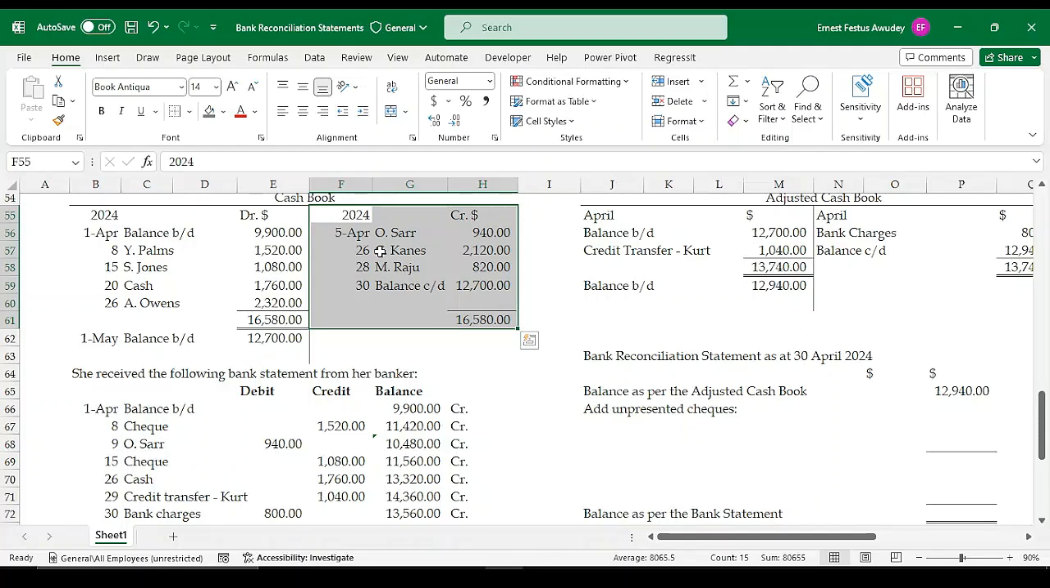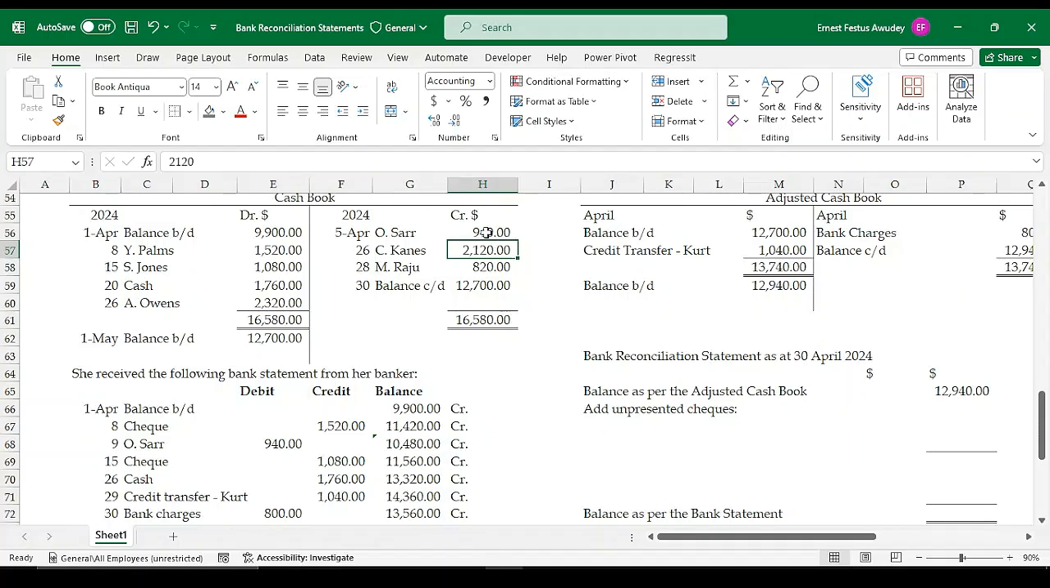All right, so we are going to compare the credit side of the cash book against the debits of the bank statements and see if an item is appearing on the cash book but not on the debit side of the bank statement, then that becomes an unpresented check. Any payment on the credit side of the cash book which does not appear on the debit side of the bank statement becomes an unpresented check.